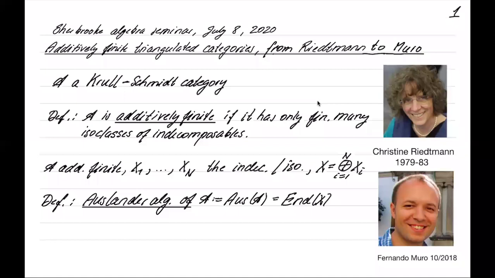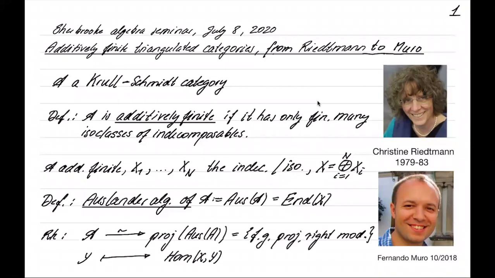And then we get an equivalence between the Krull-Schmidt category we started with and the category of finitely generated projective right modules over its Auslander algebra. And the existence of such an equivalence characterizes the Auslander algebra up to Morita equivalence. So all the additively finite Krull-Schmidt categories are really categories of projective modules of algebras, and we will use this a lot.